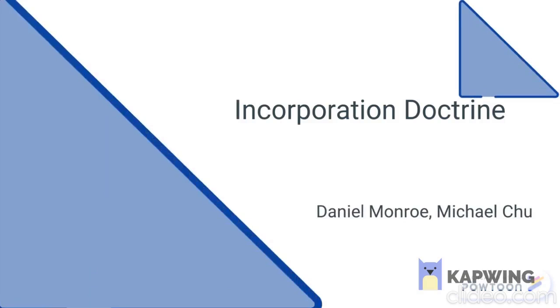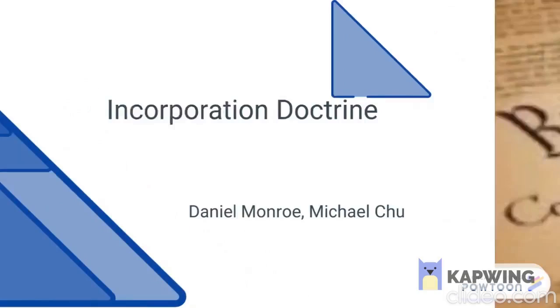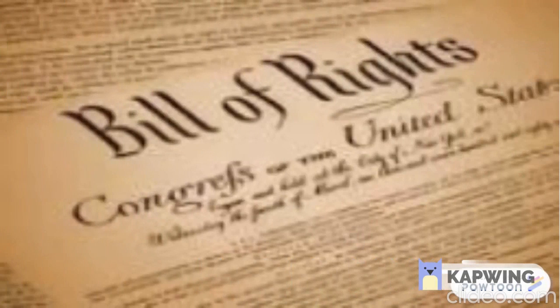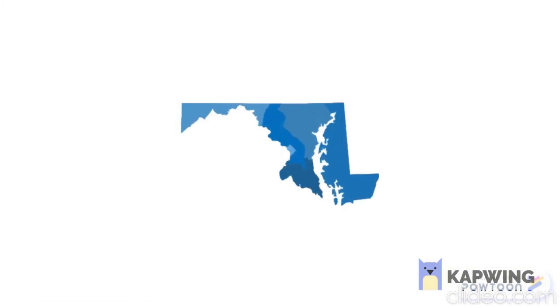Today we will talk about the Incorporation Doctrine. To begin, let's talk a little bit about the Bill of Rights. The Bill of Rights guarantees many important civil liberties and rights. However, originally, the Bill of Rights only applied to the national government, not the states.